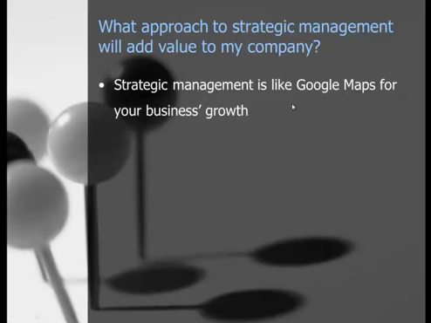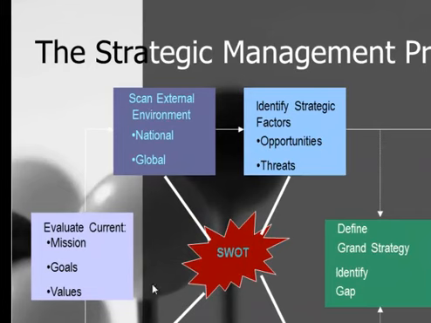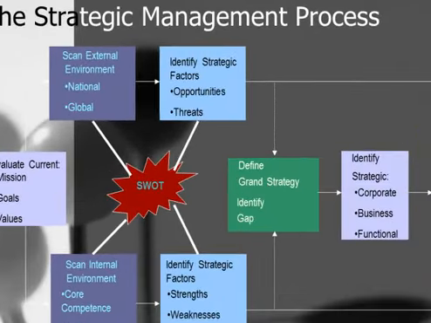And so if we use this analogy of Google Maps to grow the business, assuming that is one of your objectives, the strategic management process is your Google Map. So here is your reason for the travel, right? You evaluate your current mission, your goals, and your values, or in other words, your vision. And then you have a grand strategy. You have a goal, somewhere where you want to be in the future.